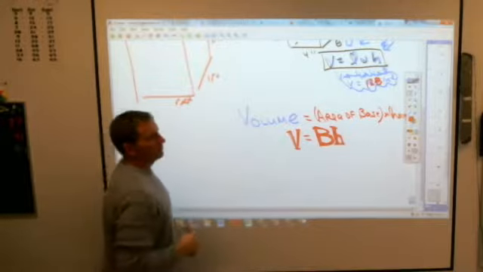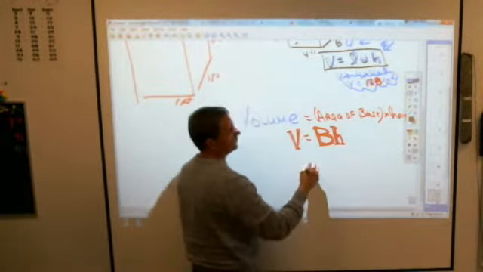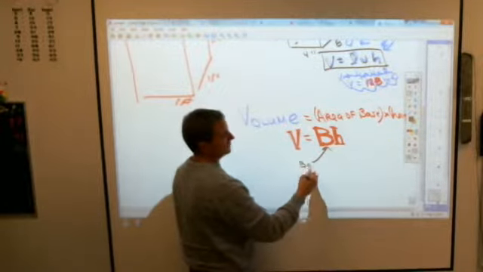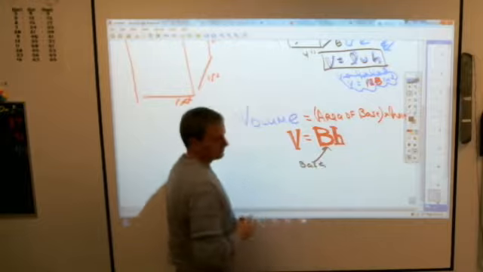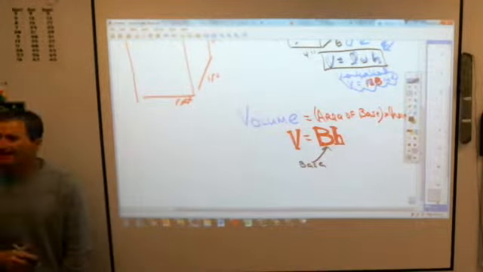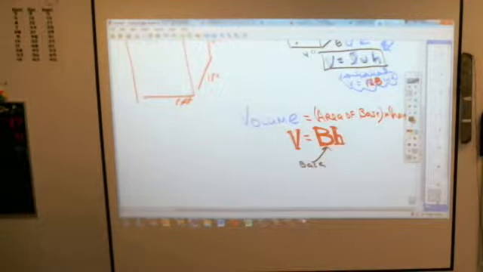Okay, in order to be able to do this, ladies and gentlemen, you must understand this. First of all, you must know what the base is. What is the base of a shape? It is not the bottom always. And that's what you gotta get out of your head. We always think something sits on its base, but that is not always the case.